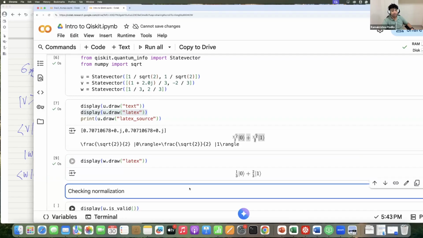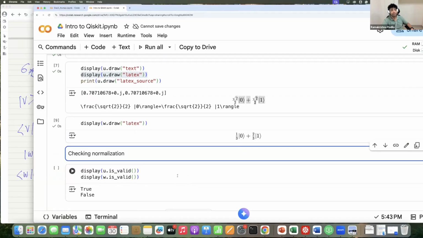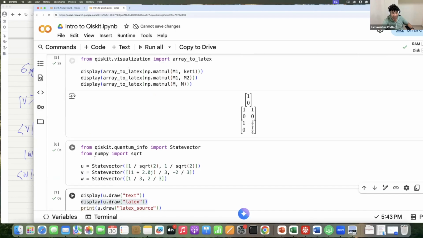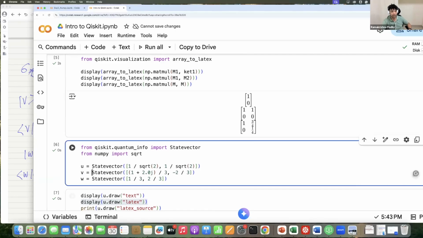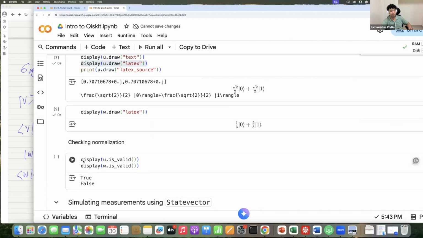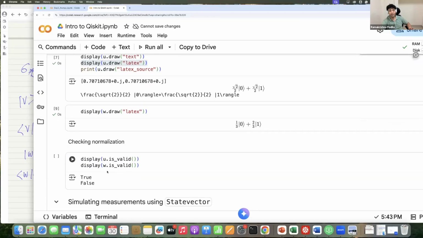So the way we can check normalization is you can simply ask. We define this UVW in Qiskit as a state vector, so you can directly ask if that state vector is valid in Qiskit. Here we have defined the state vector UVW, so I can ask display whether it is valid. If it is valid, it would say true. If it's invalid, it is false.